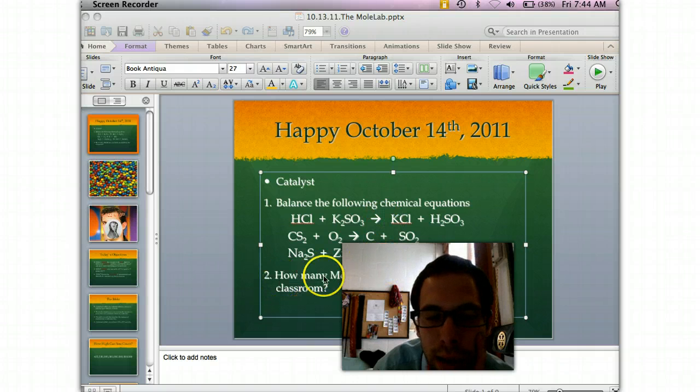Once you're done, how many M&Ms do you think we can fit in this classroom? So that's what you guys need for today. I'll give you about 3 minutes to do this. You can pause it now. Take about 3 minutes. Ready? Go.